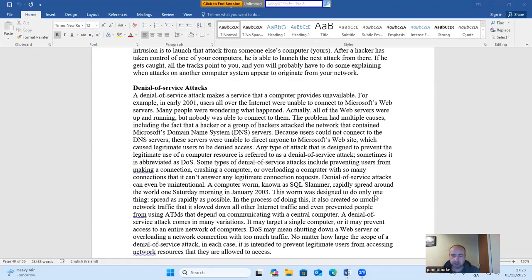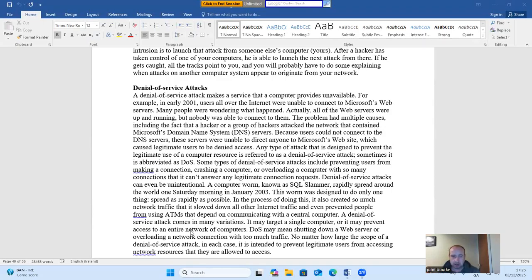This worm was designed to do only one thing: spread as rapidly as possible. In the process of doing this, it also created so much network traffic that it slowed down all other internet traffic and even prevented people from using ATMs that depend on communicating with a central computer.